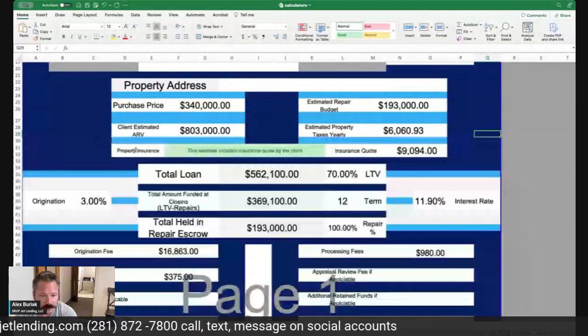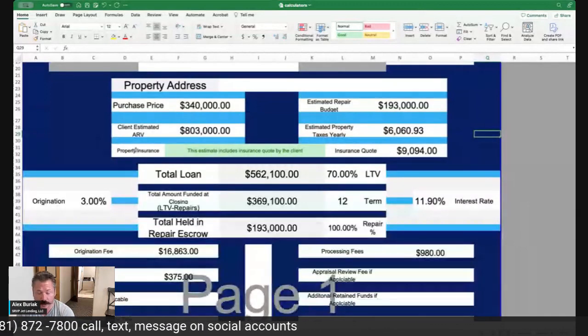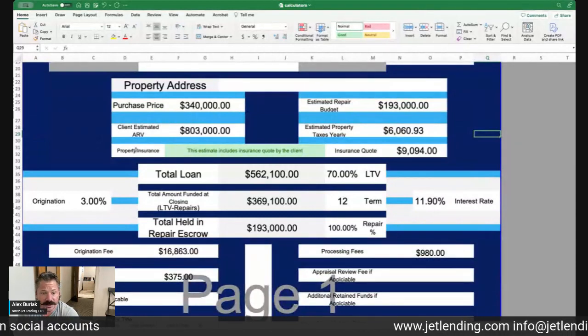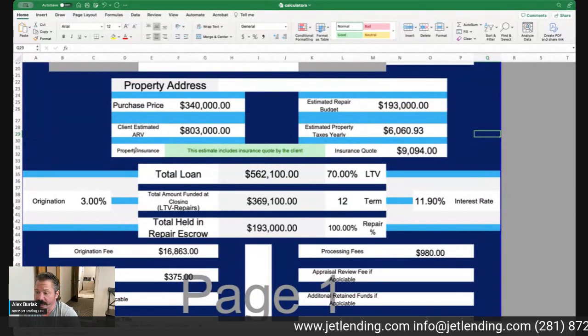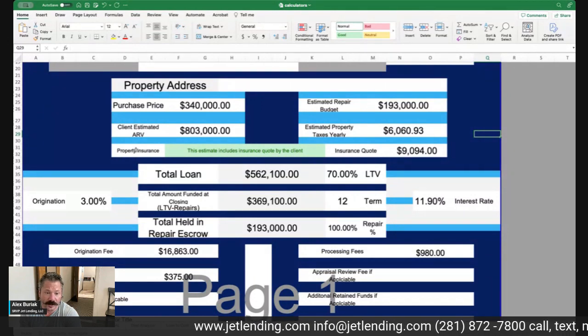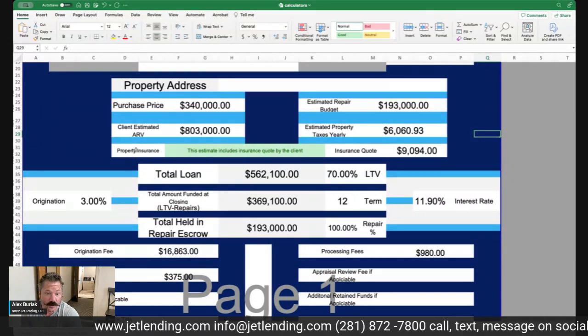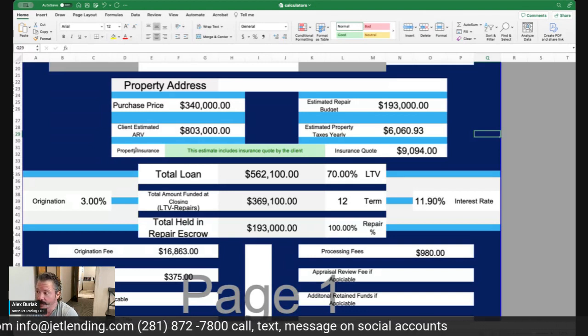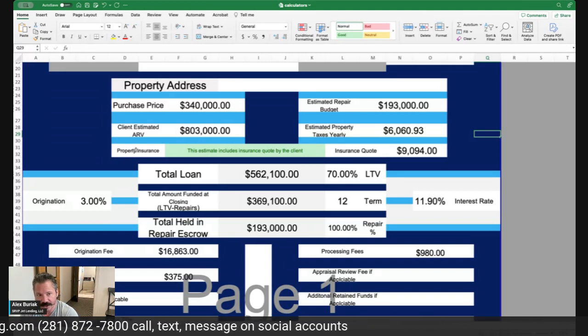This is a property we closed here at Jet Lending not too long ago. So this borrower bought this at $340,000. Now I'll make a whole other video about how hard money works. I've made them in the past. You can go to our website and take a look. We're not going to dive in so much at how hard money works today, but profit margin is how to back into your purchase price.